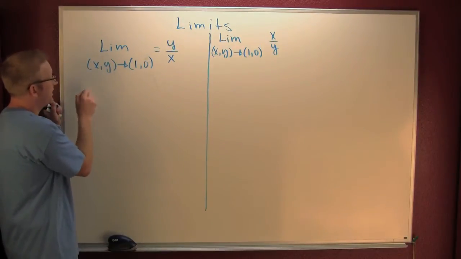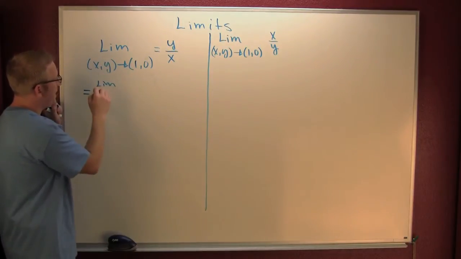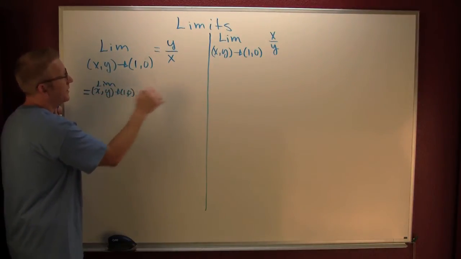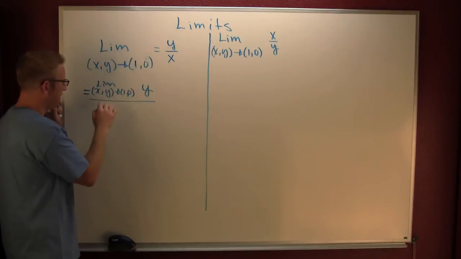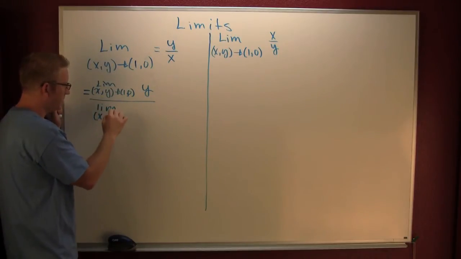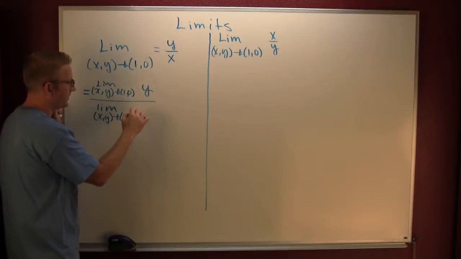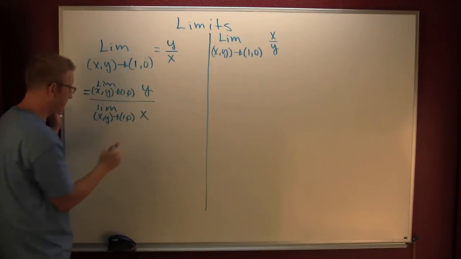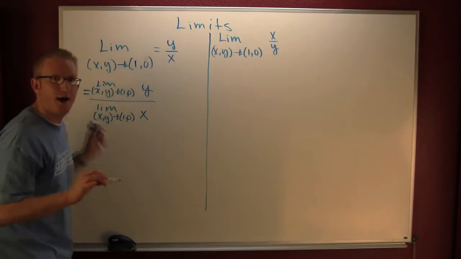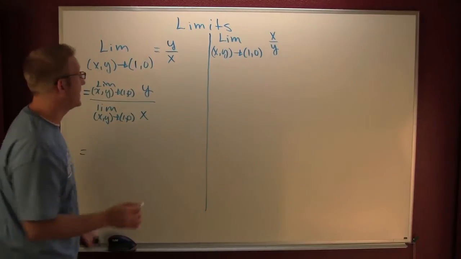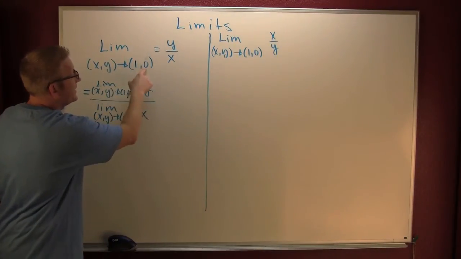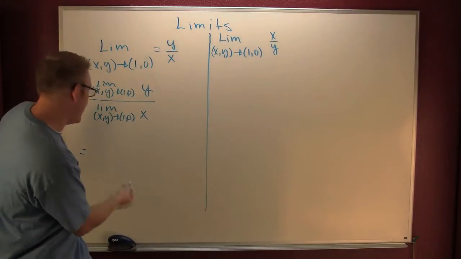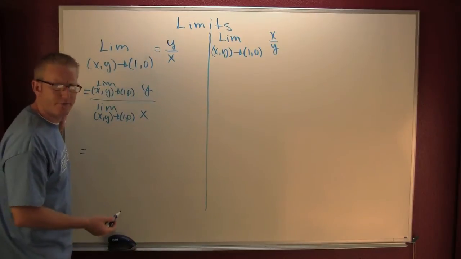So this is equal to the limit as x, y goes to 1, 0 of y divided by the limit as x, y goes to 1, 0 of x, and in doing that, because this is just a variable of y, we can rewrite that. I know, I'm showing tremendous amount of detail. Some of you guys want to put the 1 there and the 0 there and get 0. You'd totally be correct. But I got all this room, so I'm going to do it formally.